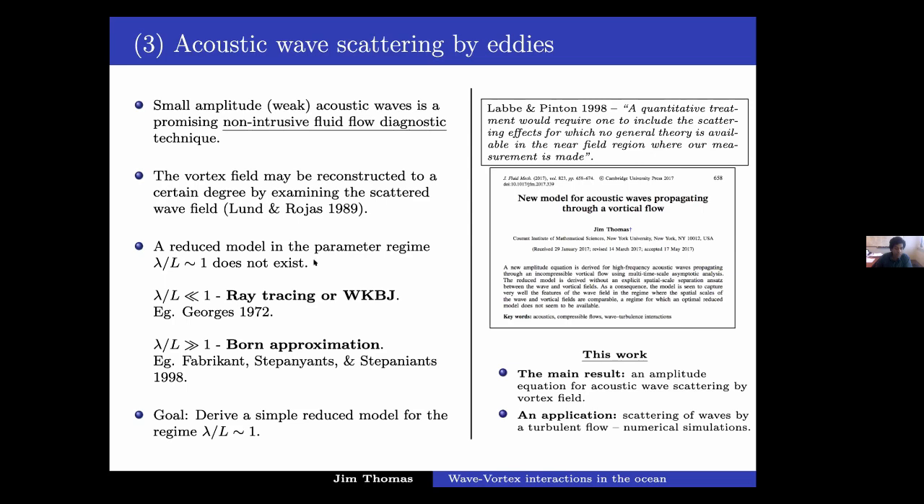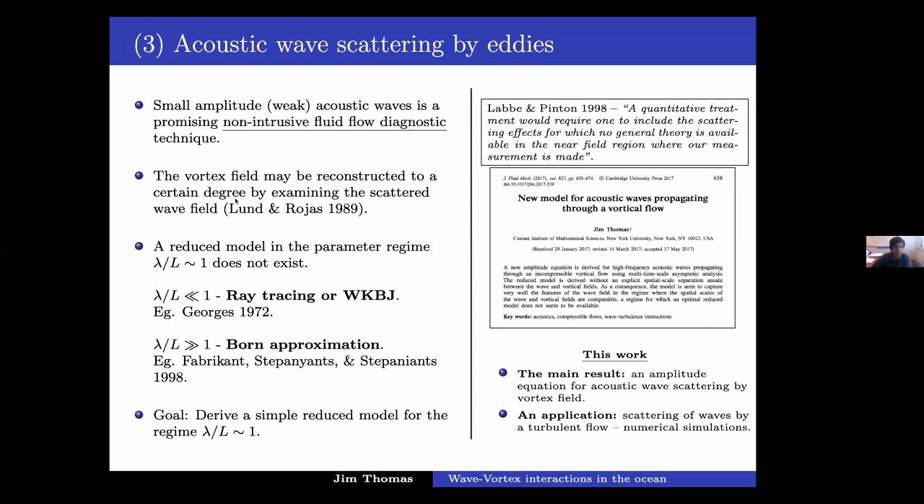The inspiration for this work was that in most of these cases, the wavelength and the horizontal scale of the vortices are comparable. Lambda is the wavelength of these acoustic waves that are being sent in, and L is the vortex scale. Most of these experiments are in cases where lambda by L is order 1. Whereas in the existing asymptotics and theory, ray tracing or WKBJ is a popular technique which works when the wavelength of the wave field is significantly smaller than the vortex scale. The opposite extreme is where the wavelength of the waves is significantly higher than the vortex scale. That's called the Born approximation.